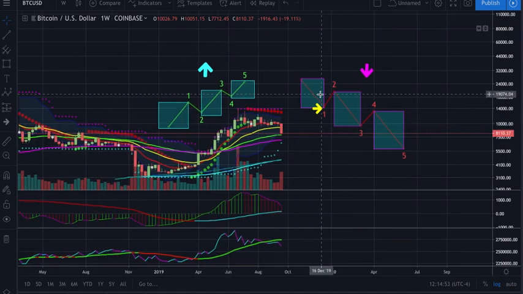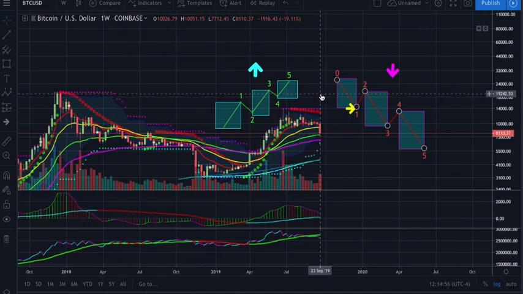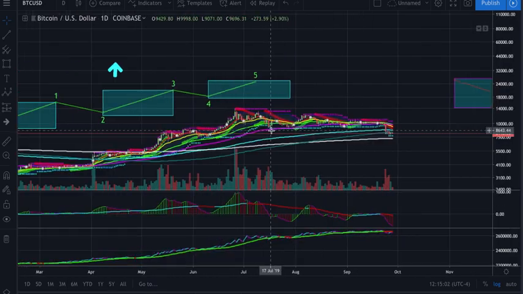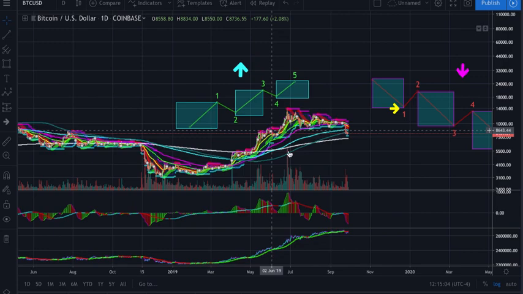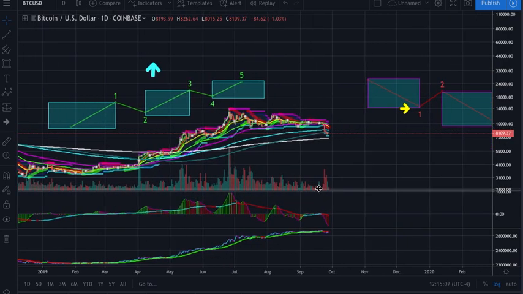So as long as we're in this uptrend, you want to be playing moves to the upside, and when you're in a downtrend, you want to be playing moves to the downside. And as you can see on the longer time frames, we are in fact in a downtrend. So what we want to be doing here is shorting.